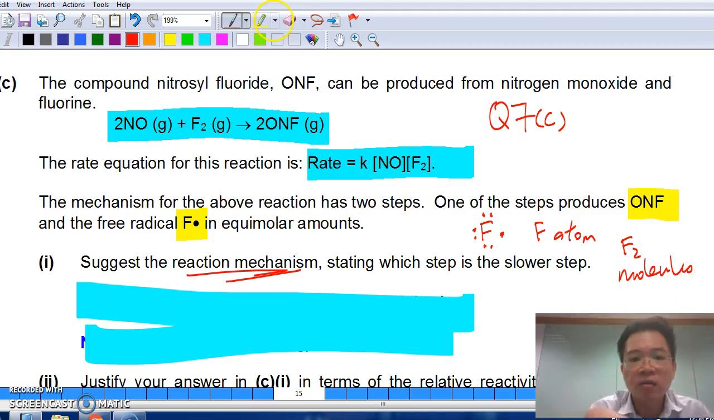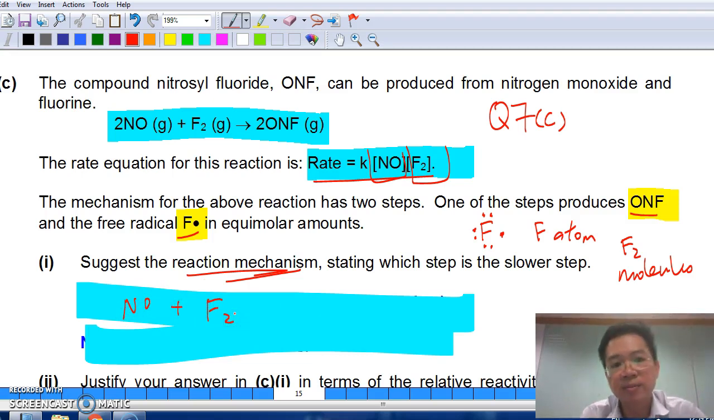So given all this context, the rate equation and the products in one of the steps, you're supposed to propose a two-step mechanism. So how to start off? You probably can start off with the rate equation. Looking at the two species in the rate equation, NO plus F2, we know that these two reactants will be in the slow step. May not be in the first step, may not be in the second step, but we know that definitely NO and F2 will be in the slow step.